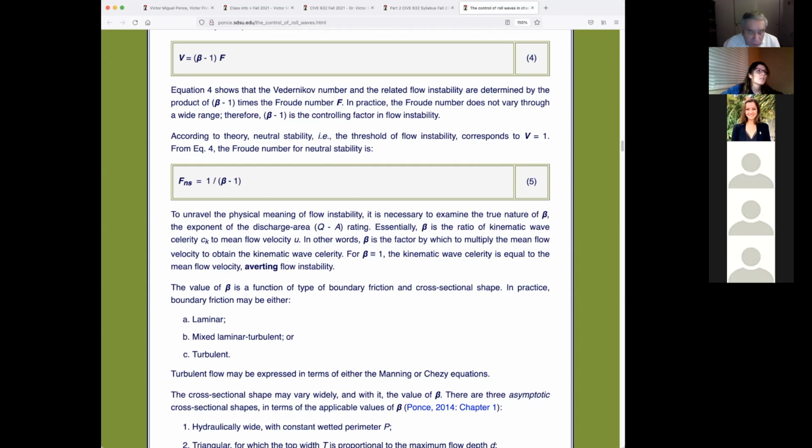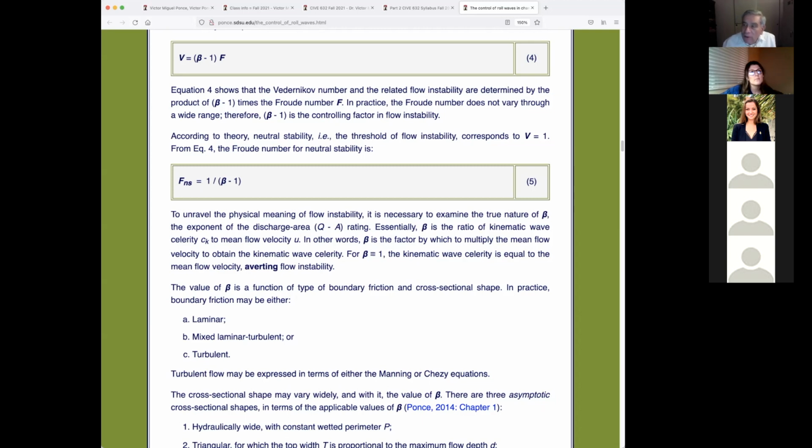It will produce the so-called roll waves, because that's just the way it works. So beta has to be more than 1 for anything to happen. Now, the question here is, is beta a floor for beta equal to 1? And the answer is no.